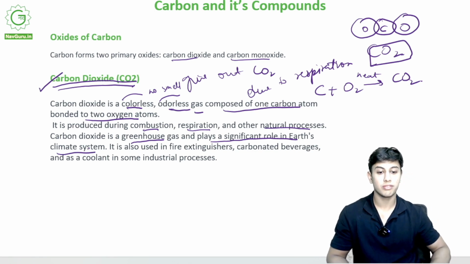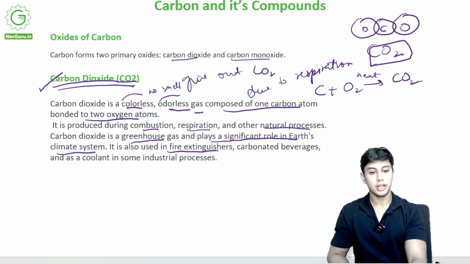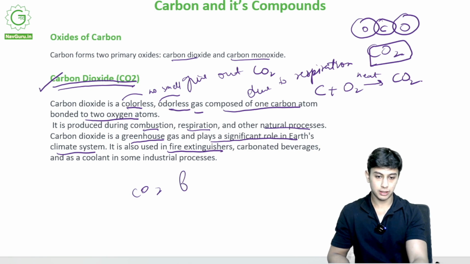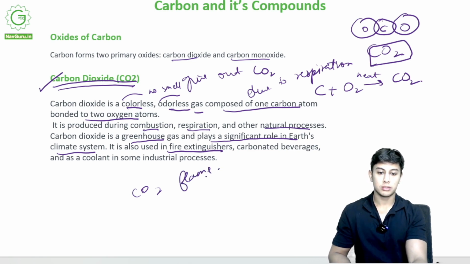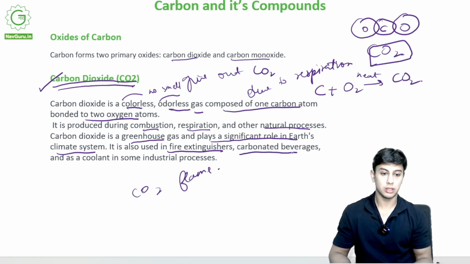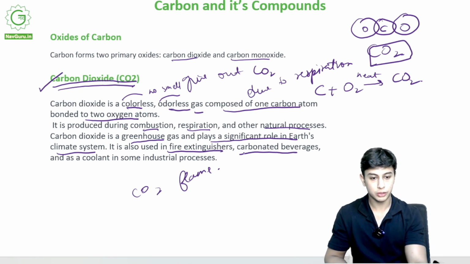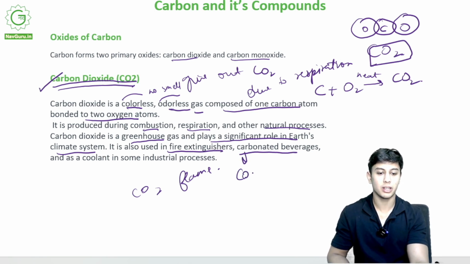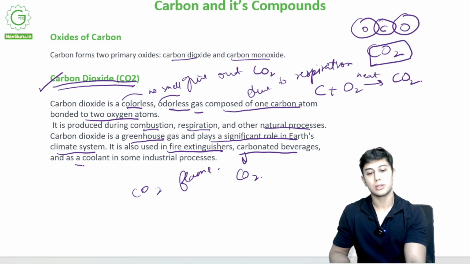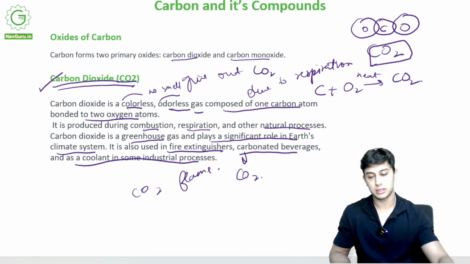CO2 is very important to have seasons, to have weathers and all. It is also used in fire extinguishers. If you put CO2 over a flame, the fire will stop burning. Then carbonated beverages, Coca-Cola and all. Carbonated means that gas you see is carbon dioxide, CO2. It is also a coolant in some industrial processes.